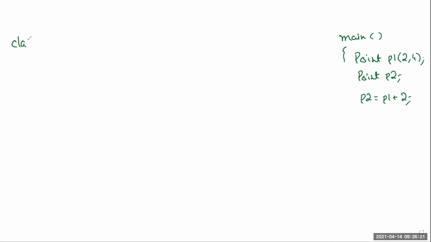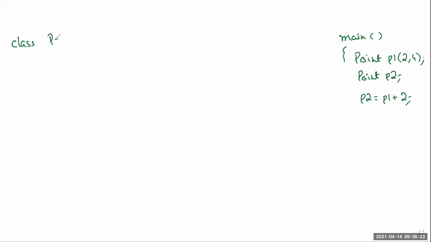Okay, so let me quickly first do it with the member function. Just for reference, I am writing what our objective is. So our objective is, we have a point p1 which is say 2, 4, and we'll be adding an integer to it. This is point p2, and we want that p2 is p1 plus 2, or any integer, right? It can be an integer. This is what we want to do. Okay, so first I'll be doing it with a member function.